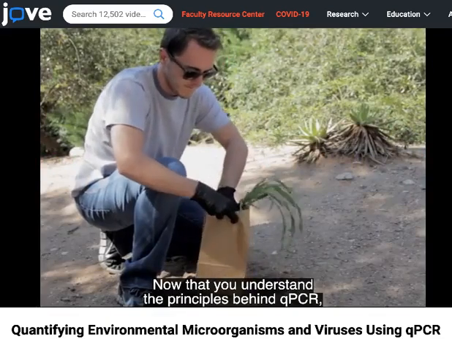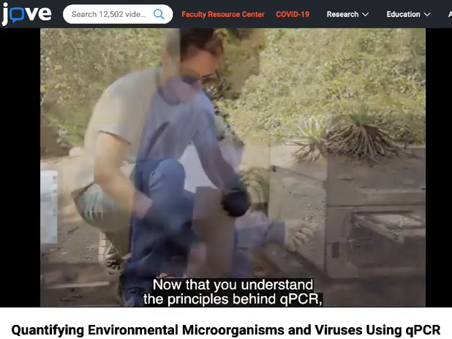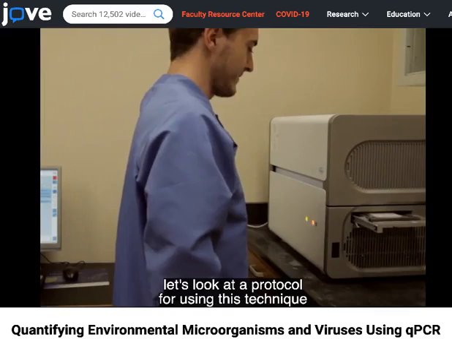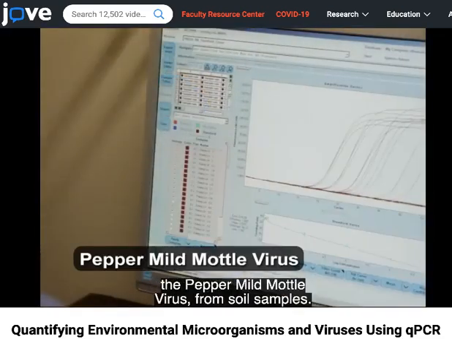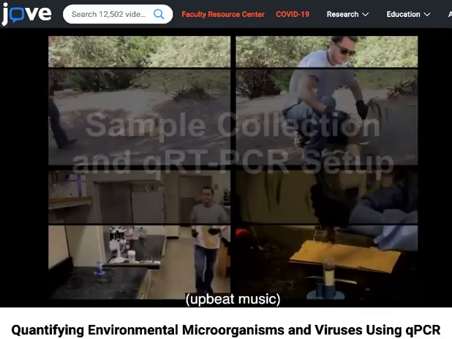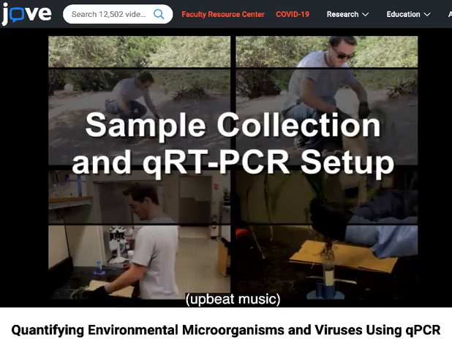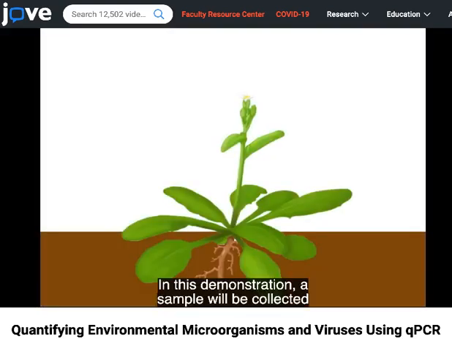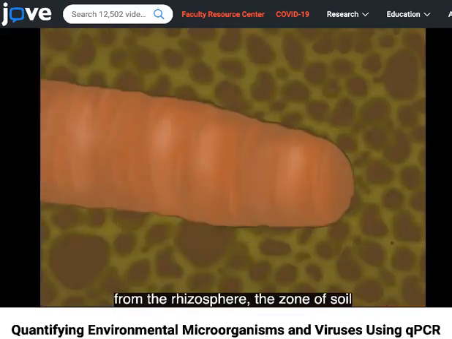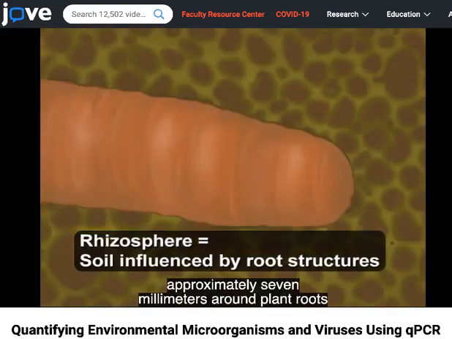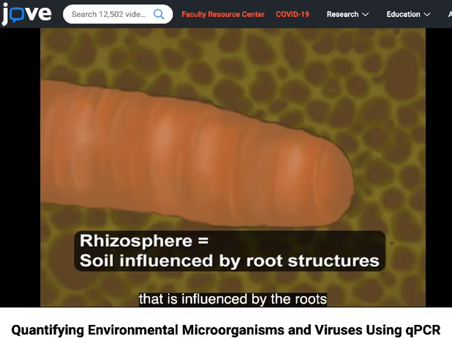Now that you understand the principles behind qPCR, let's look at a protocol for using this technique to identify an RNA virus that infects plants, the pepper mild mottle virus, from soil samples. In this demonstration, a sample will be collected from the rhizosphere, the zone of soil approximately 7 millimeters around plant roots that is influenced by the roots and their symbiotic microorganisms.